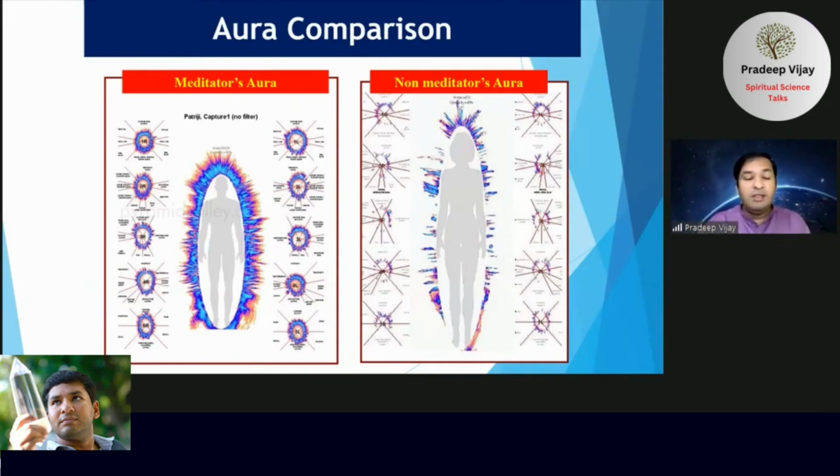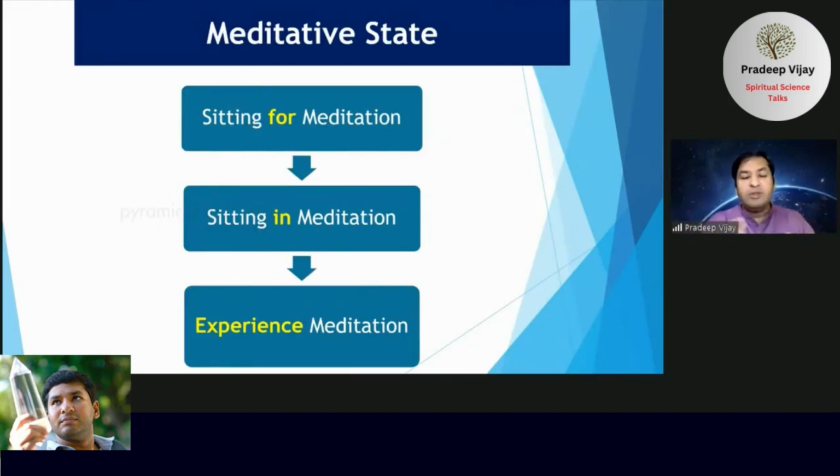So this is the shield you have. This is the vibrancy of life you have. But a non-meditator's aura has a lot of fragments. Wherever there are fragments, that is the area you are susceptible to illness. So aura is a rough indicator. Similarly, there are a lot of devices, like the Bioval device, which capture your energy. So these are all rough indicators of the cosmic energy.